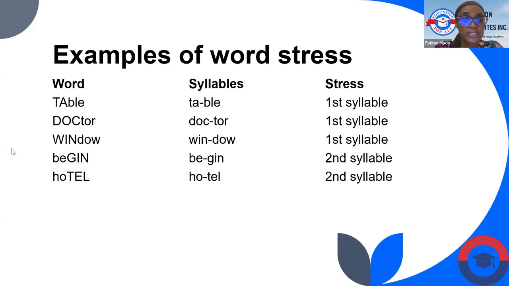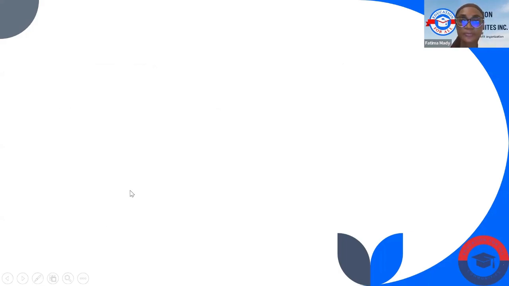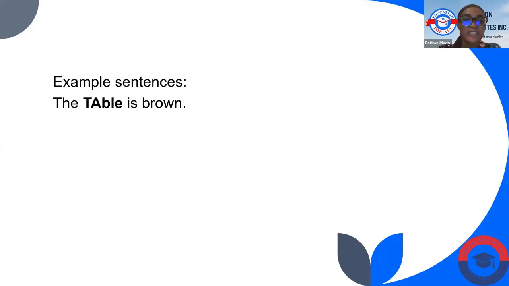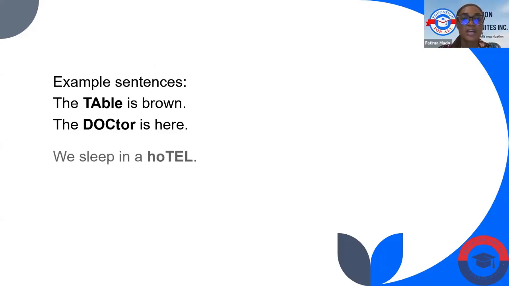So here you would say begin, which means the stress is on the second syllable. And the last word we have is hotel, hotel, and the stress is on the second syllable. Now we have examples in sentences. The table is brown. The doctor is here. We sleep in a hotel.